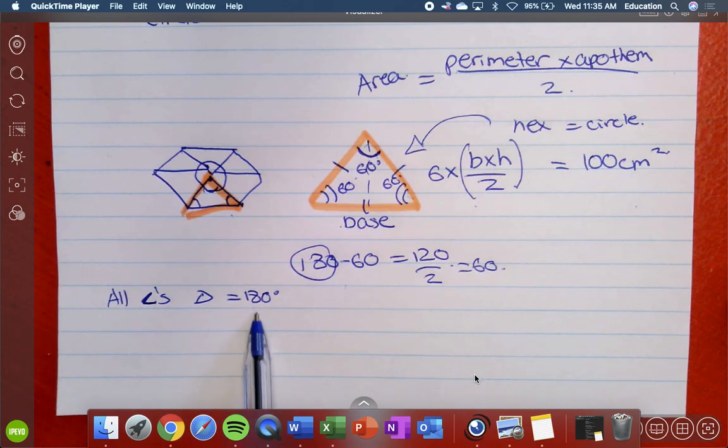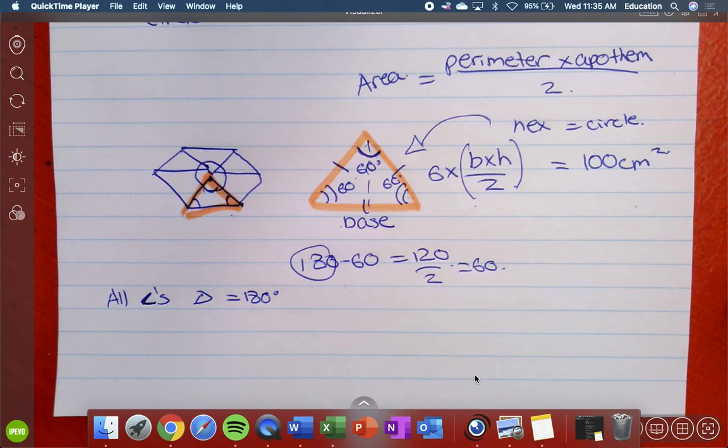No, for every triangle, 180. But they're not always going to be all the same. You know, in a right angle triangle, you have one right angle, which is 90, and then the two other ones also have to add up to 90.